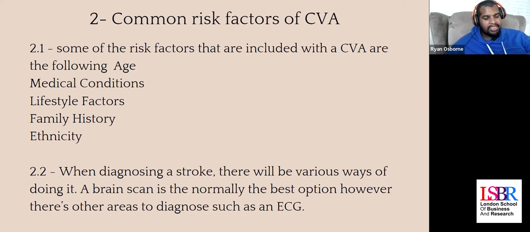And then the next thing is ethnicity. You might be asking me, why is ethnicity important when a person is having a stroke? People from different backgrounds will normally have a higher chance of having a stroke than other communities.